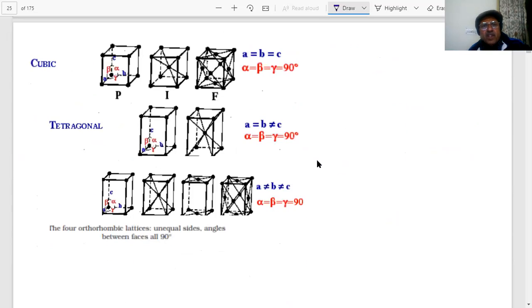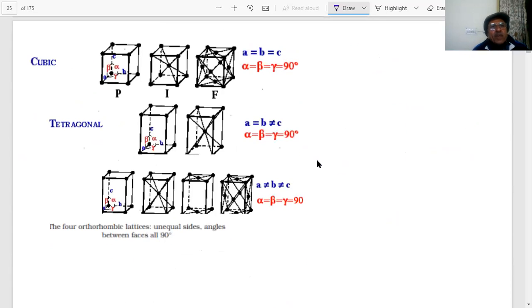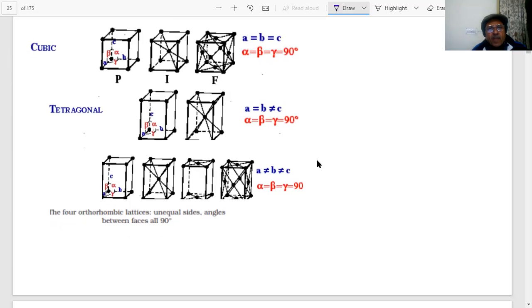Here is a picture of these, students, which have been shown: cubic, tetragonal, four orthorhombic lattices. Orthorhombic lattices: unequal sides, angle between faces 90 degrees. See, orthorhombic, again and again it is coming. They become important, student. They can ask you which unit cell has three sides unequal and three angles 90 degrees. Any type of question can be there.